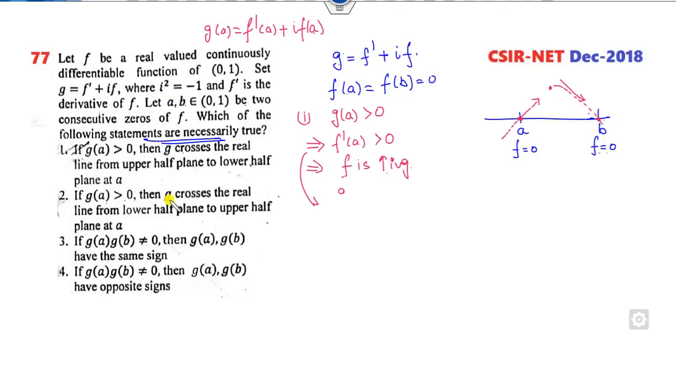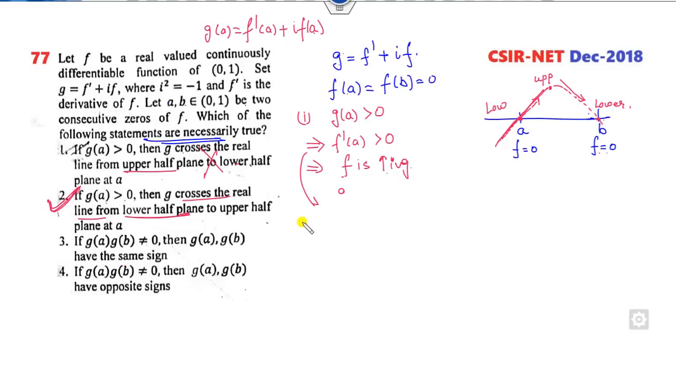Then if g crosses the real axis, it crosses from lower to upper, and then upper to lower. So you can see it is upper to the lower. g crosses the real line from lower to upper, and then lower is the right answer.